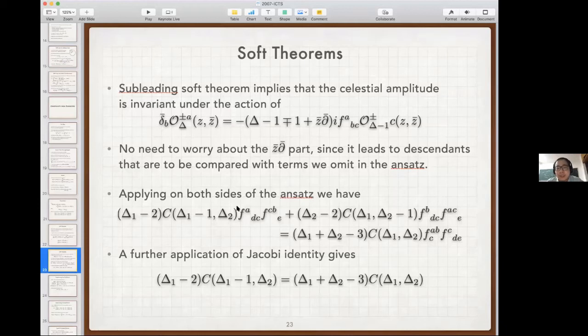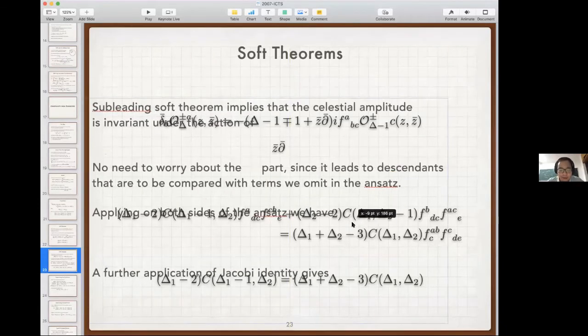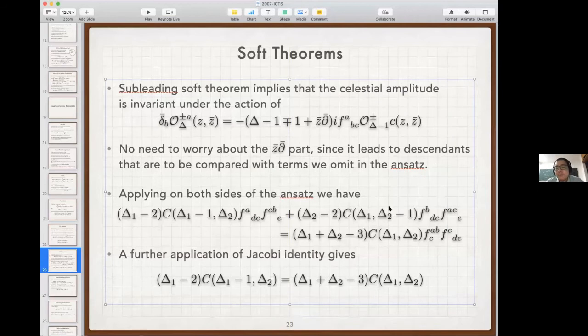And when you do that, you see another set of relations, but this time it involves non-trivial contributions from the color factors. And when you further apply the Jacobi identity to do the transformations, you can get rid of them and land on a relation purely on the OPE coefficients. Okay. So this is a certain kind of recursion relation among the OPE coefficients.